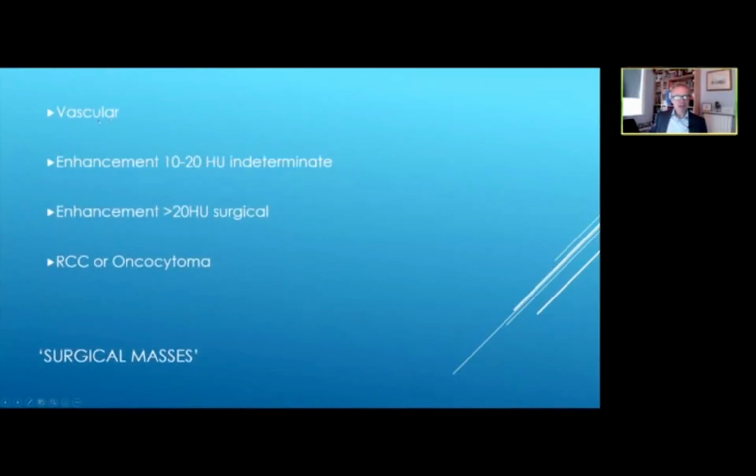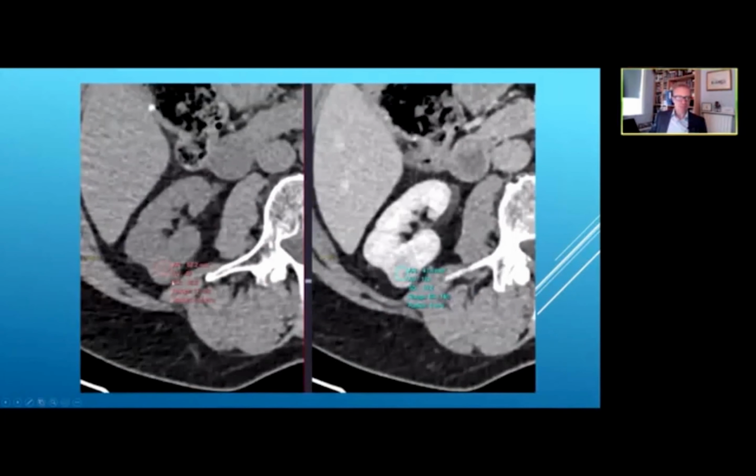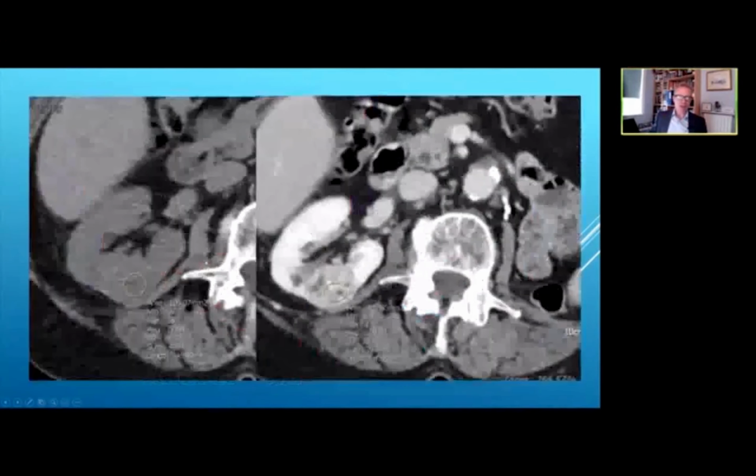So in summary, surgical masses are vascular. They enhance by more than 20 Hounsfield units. 10 to 20 is indeterminate, and these generally turn out to be RCCs or oncocytomas. Here's an example from my ablation list 2 weeks ago: 48 Hounsfield units pre, 112 Hounsfield units post-contrast, so a definite surgical mass.